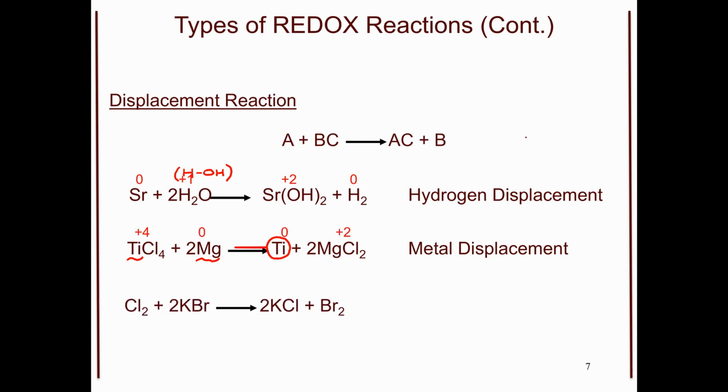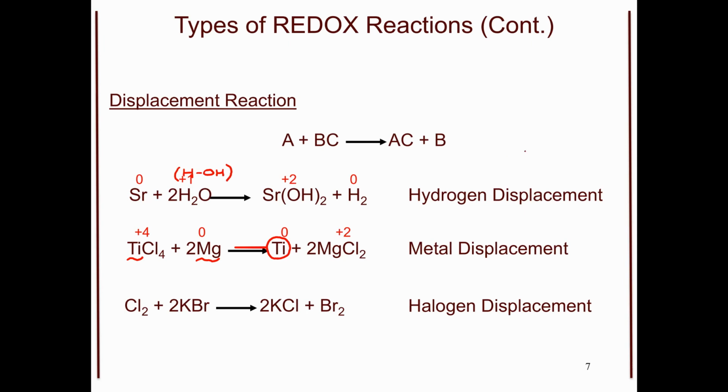So now let us go to our last group. As you will see here, I have chlorine and potassium bromide going to form potassium chloride and bromine. This is what we call a halogen displacement. A lot of places will also call this a halogen exchange.